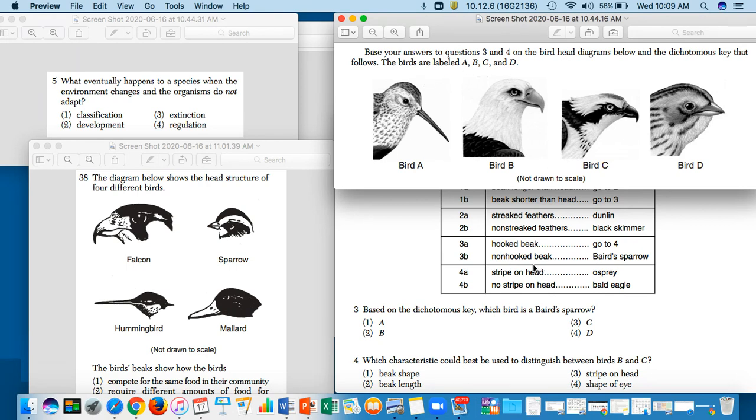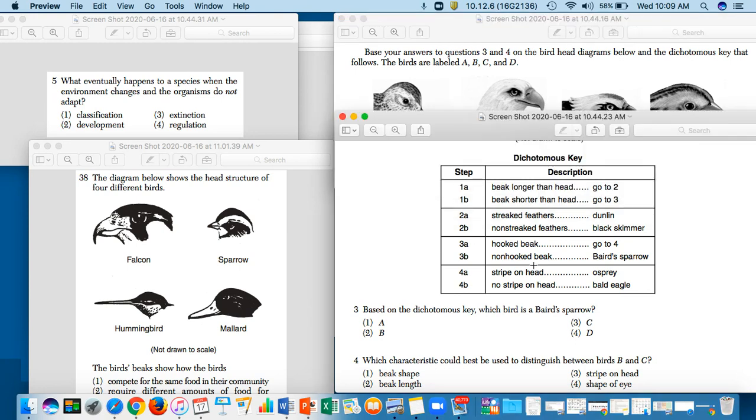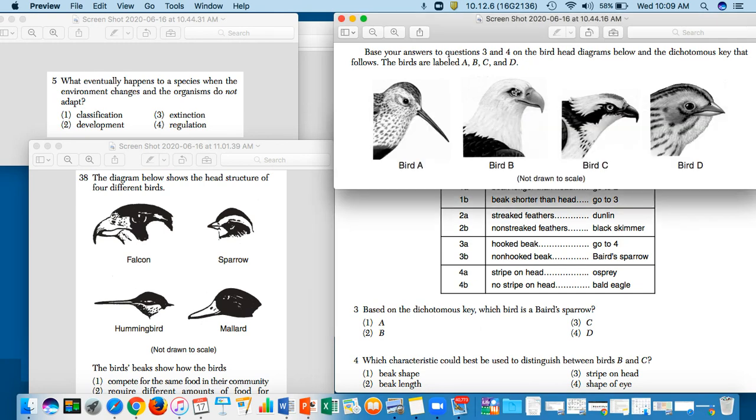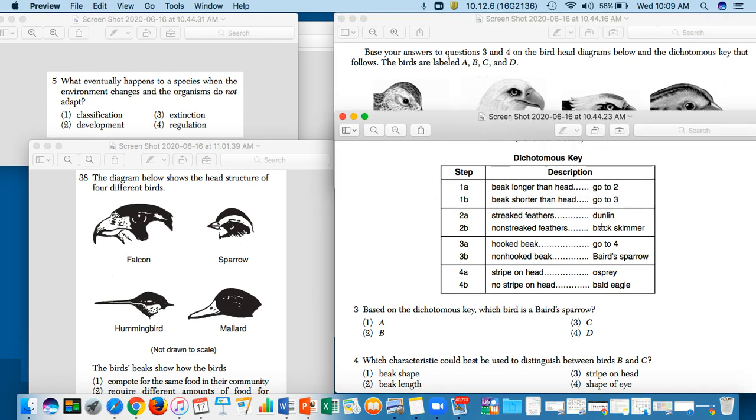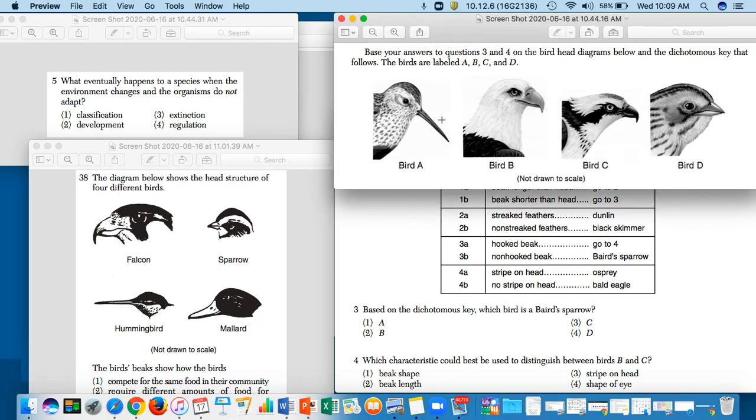Here, this one was very tricky, and I don't want to give away the answer. I don't want to go over it because it takes a lot of thinking to do. So I'm going to basically tell you how to do it. You have bird A, bird B, bird C, bird D. You have to decide which one is a Baird sparrow. In order, you have to look at the steps. You have to look at the characteristics of these different types of birds. And I'll give you one hint. One of these birds is a symbol of America. If you think that's a Baird sparrow, then you are wrong. One of them is a symbol of America, so that leaves you with three.